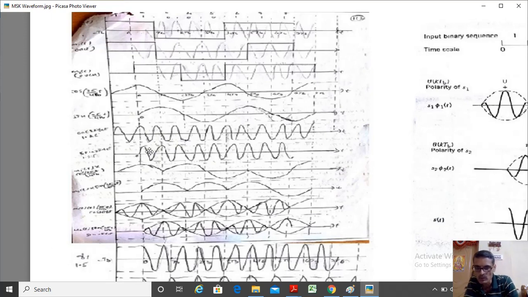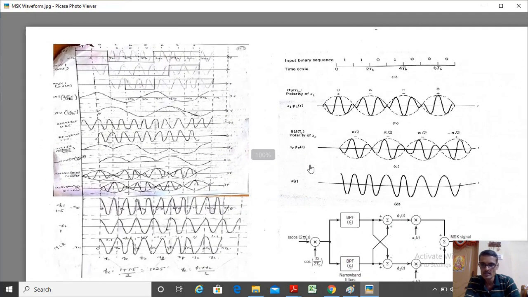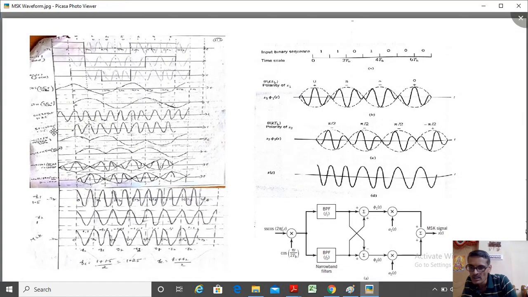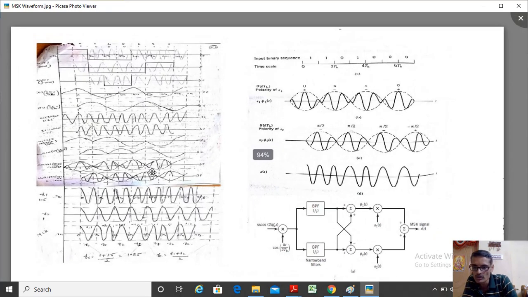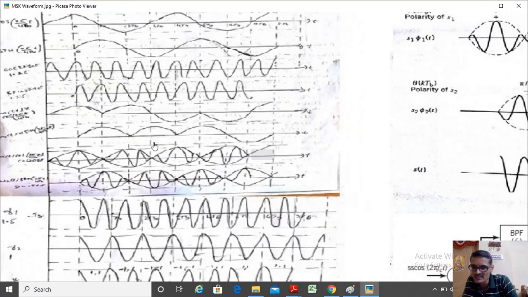Similarly, the sine signal is also 1.25 cycles. Now, what we do actually in the diagram, just look at this. In the diagram, we multiply this signal with phi 1 of t, and this signal with phi 2 of t, right? So before that, what I'm doing is multiplying m1 of t with a cos signal, and m2 of t with a sine signal.